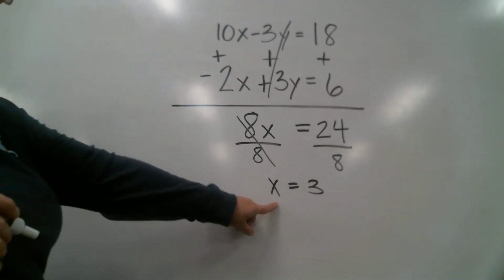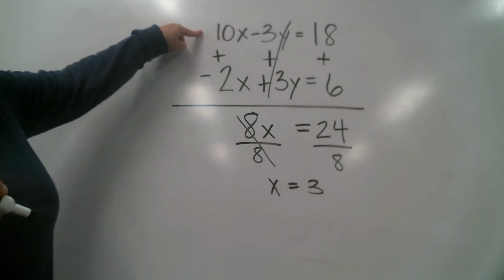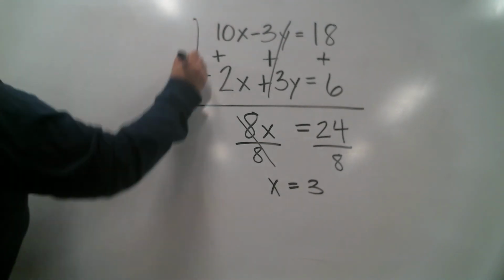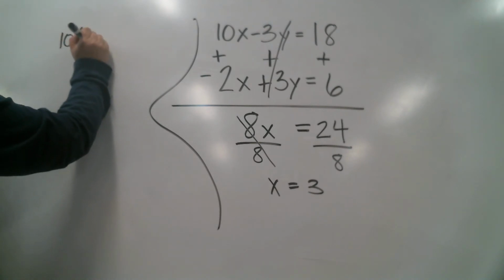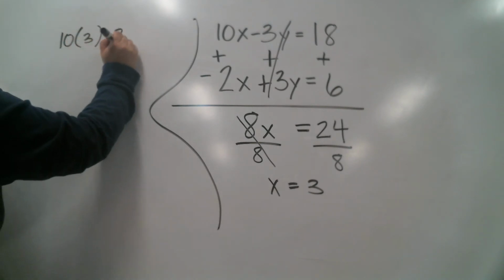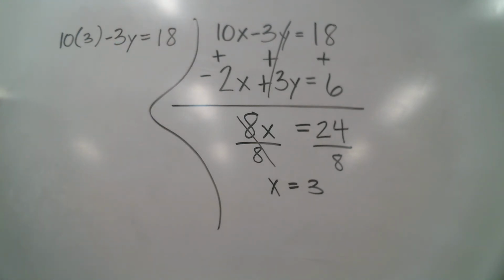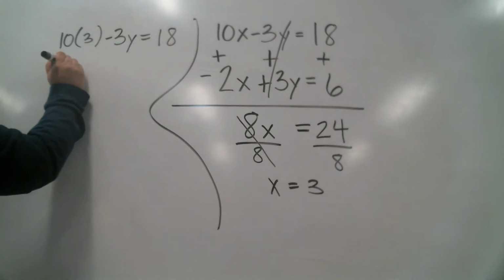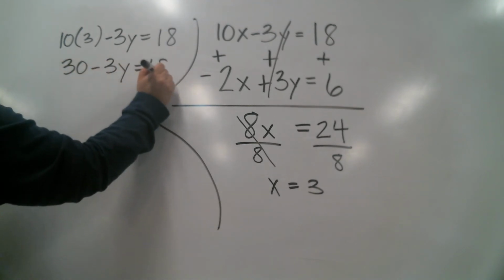Okay, now I know what x is, so I'm going to go back up here to the first one, and I'm going to put a 3 in for x. So let me draw this line. So 10 times 3 minus 3y equals 18. So then I have 30 minus 3y equals 18.